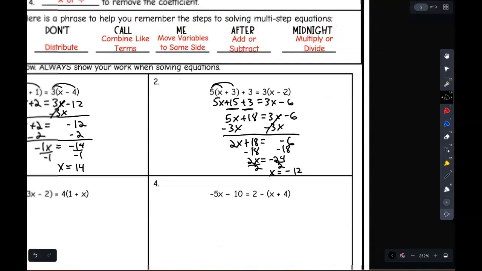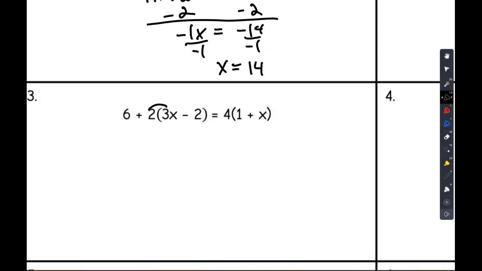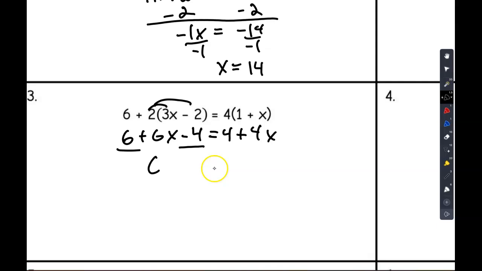All right. Let's take a look at a couple more real quick. We're going to distribute the 2. 6 plus 6x minus 4 equal to 4 plus 4x. Collect like terms here. And that's going to get us 2 positive equal to 4 plus 4x.